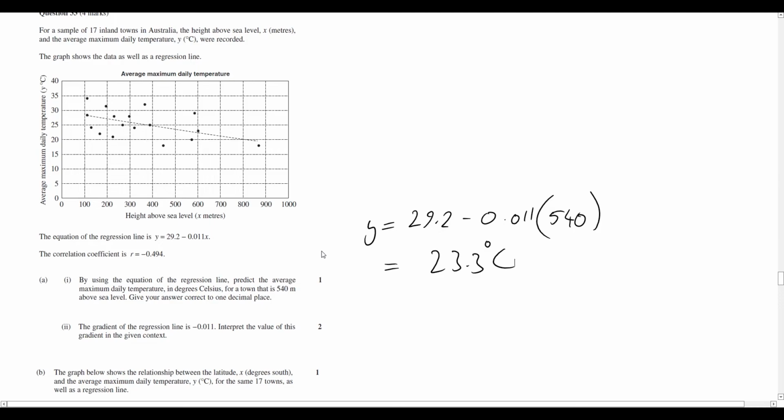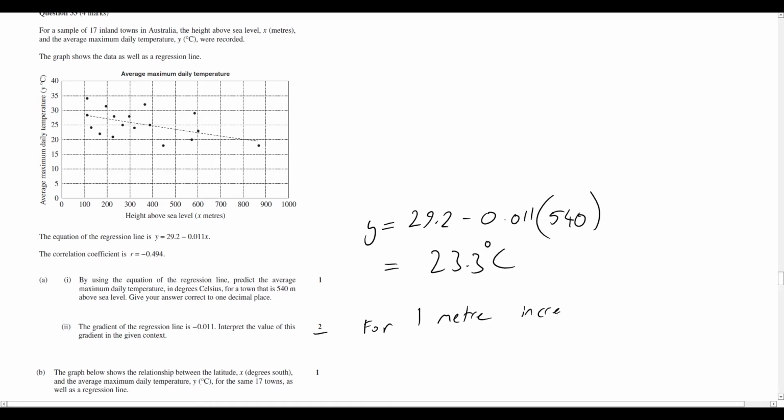Part A, part 2. The gradient of the regression line is minus 0.011. Interpret the value of this gradient in the given context. The fact that this is worth 2 marks tells us that we need to be specific about what this means, not just in terms of the maths, but in terms of the real life scenario that we're examining here. In particular, we are looking at how the average maximum daily temperature changes with the height above sea level.